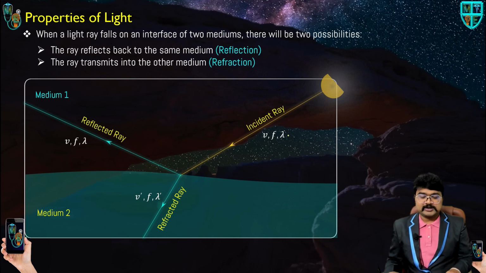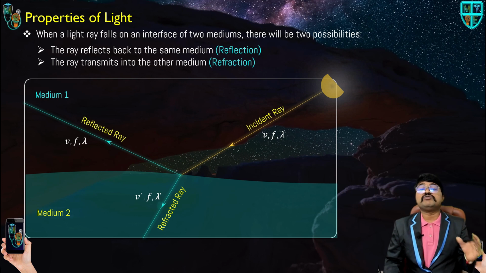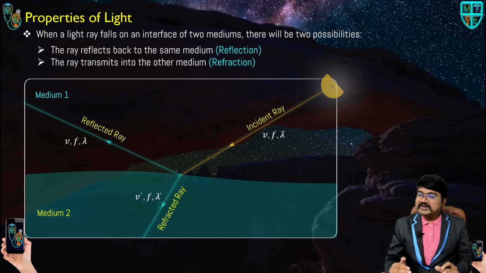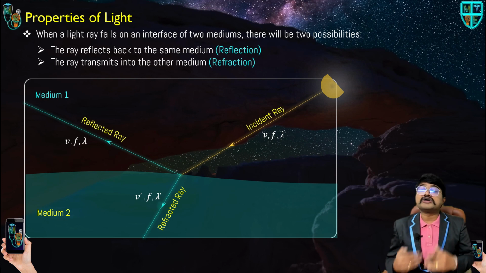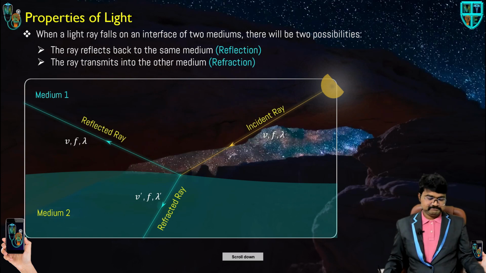You can observe here, in case of the reflected ray, velocity is not changing, wavelength is not changing, and frequency is not changing. The velocity, frequency and wavelength of the reflected ray are the same as the incident ray. But in case of the refracted ray, the velocity and the wavelength of the refracted ray are both changing. Both are not the same as the velocity and wavelength of the incident ray. You can clearly see this here.